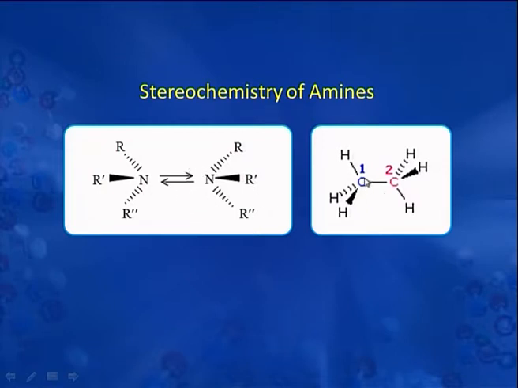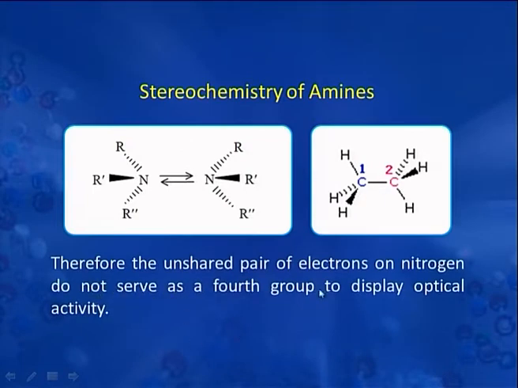Here this is the conformational isomer, where conformers are not able to be isolated because of the continuous rotation along the carbon-carbon bond. Therefore, the unshared pair of electrons on nitrogen does not serve as a fourth group to display optical activity in the case of amines. The quaternary ammonium salts with 4 different groups show chirality. The reason is that there is no non-bonded electron pair on the nitrogen atom, and therefore, no interconversion is possible amongst the 2 different isomers.